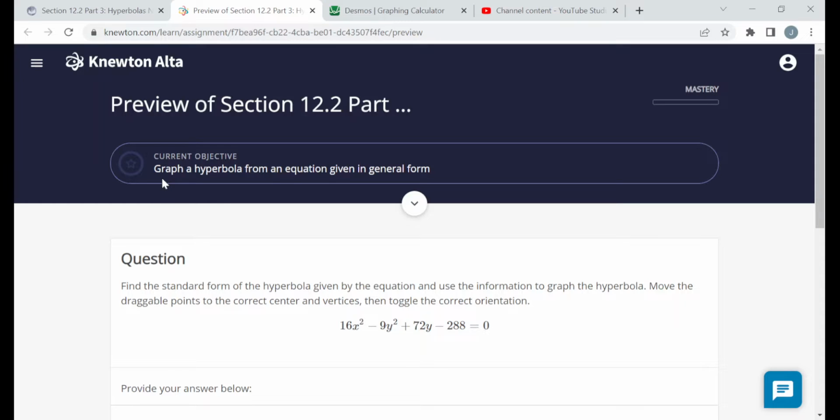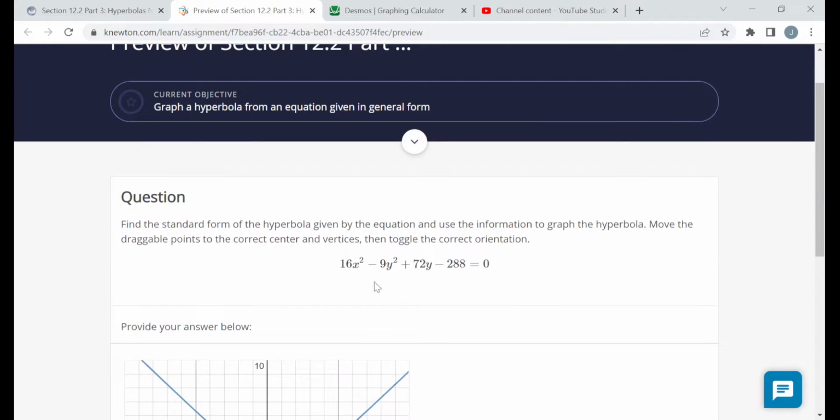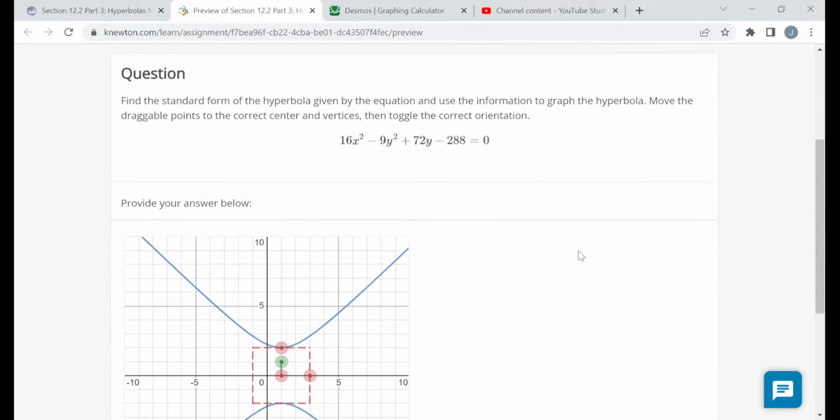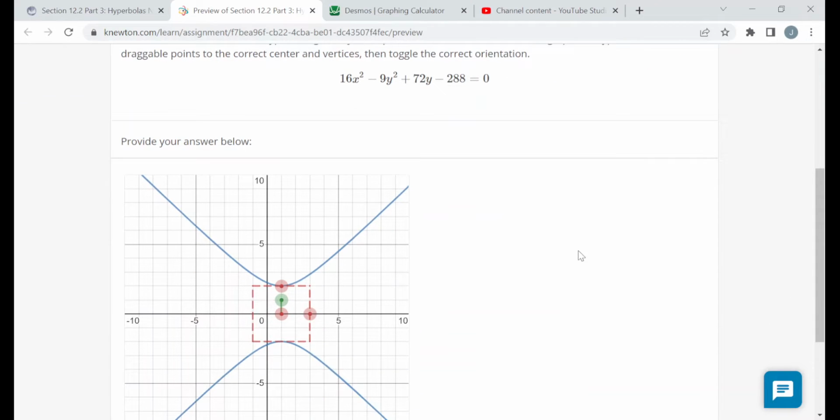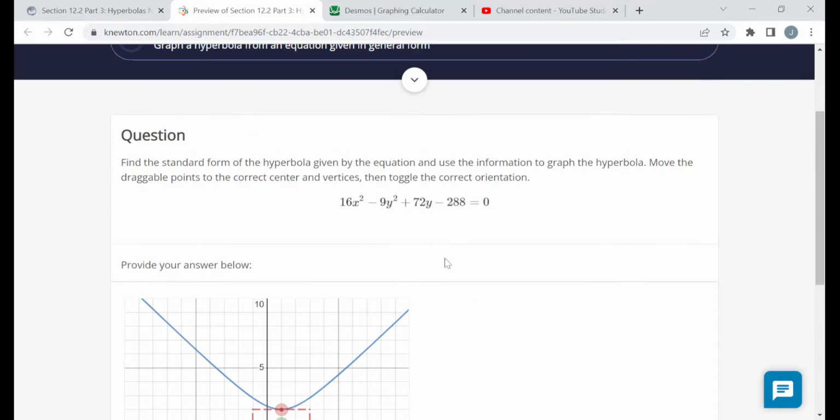Alright, so the first objective I'm looking at here is graph a hyperbola from an equation given in general form, so not in standard form. You see the equation here of this hyperbola is definitely not an equation in standard form. So we're asked to find the standard form of the hyperbola given the equation, and use the information to graph the hyperbola. Move the draggable points to the correct center and vertices and toggle the correct orientation. Again, if you did part 1 and part 2 of section 12.2, you should know how to graph this stuff.